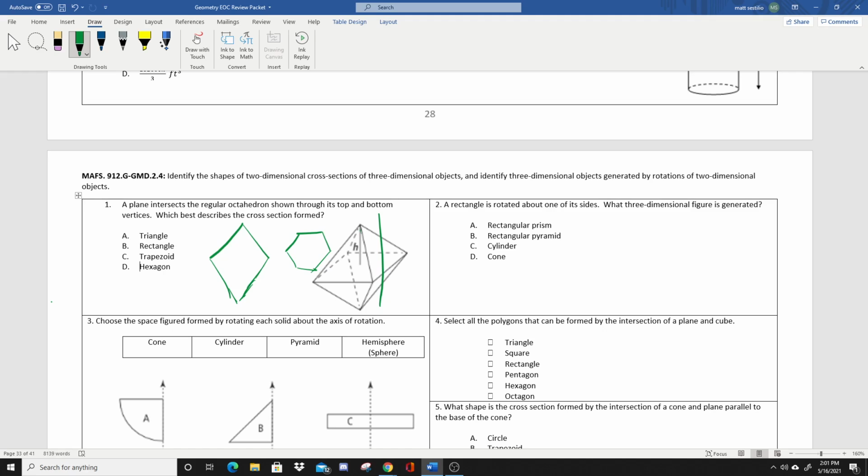The reason why I'm not circling an answer is because I'm not sure what the question wants. It doesn't actually have the plane there for us to pick. So I want you to know that all of these are actually kind of possible depending on what the plane would look like.